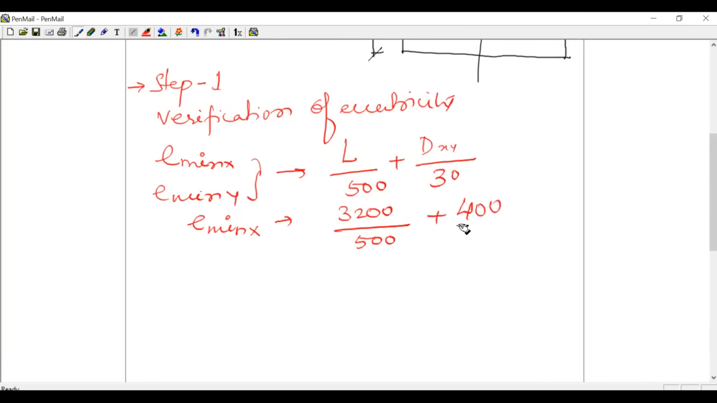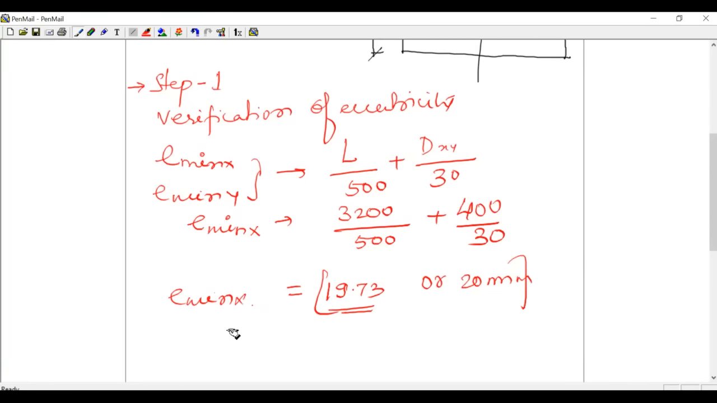400 by 30, which comes to around 19.73. But the minimum eccentricity should be 20 mm. So the greater among these two values should be considered as the eccentricity along the x direction or along the y direction. So e minimum x, in this case, is equal to 20 mm.